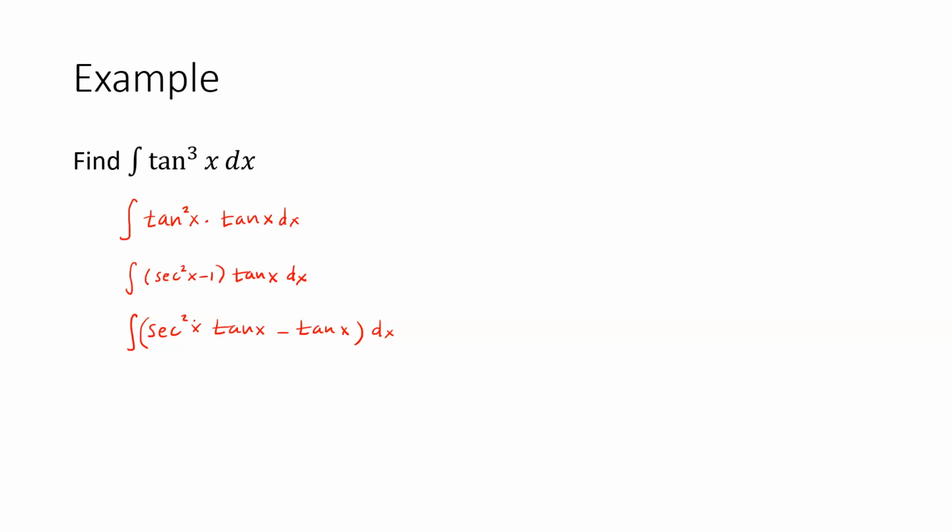And then secant squared times tangent, we can do a substitution, because when I substitute tangent, the derivative is secant squared. So let's start by splitting them up. If we recall here, the antiderivative for tan x was natural log of secant.